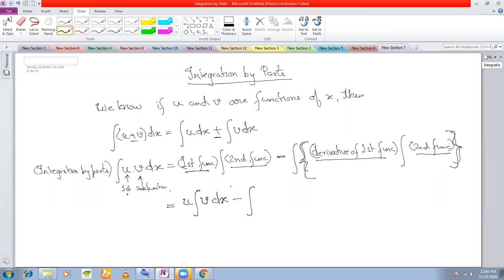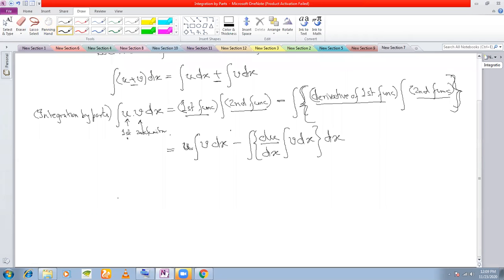Minus integral of derivative of first function. The first function is u. What is the derivative of u? du dx. Okay, and you put a curly bracket here, into the integral of the second function, that is v dx, and whole thing has to be integrated dx. Understood? Please remember this formula by heart. First function into the integral of the second minus integral of derivative of the first into the integral of the second. Now let us see a very simple example to start with.